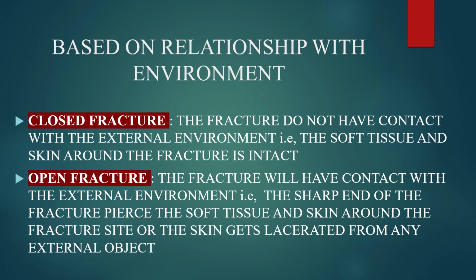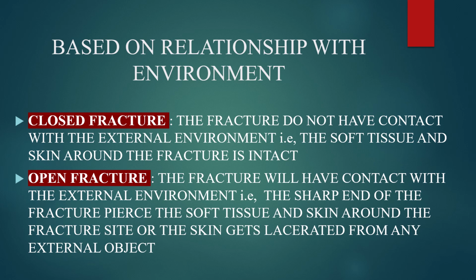Next, we will move on to the classification based on the relationship with the environment. They are classified into two types, closed fracture and open fracture. Now what is a closed fracture? It is a type of fracture in which there is a broken bone but the soft tissue and skin which is surrounding the fracture site is intact. That means there is no external wound present around the fracture site.